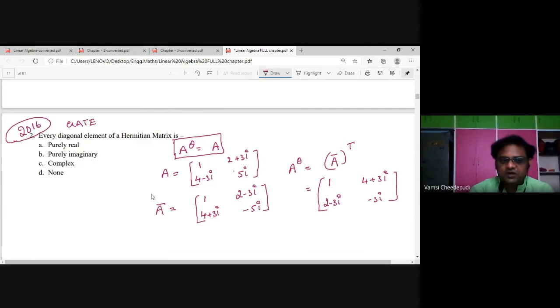The principal diagonal elements should be purely real numbers, or purely imaginary numbers, or complex numbers. I can take either 5i or something. I can take anything. Is it okay? Or can I take any complex number, or none of these is valid? Text me your answer.